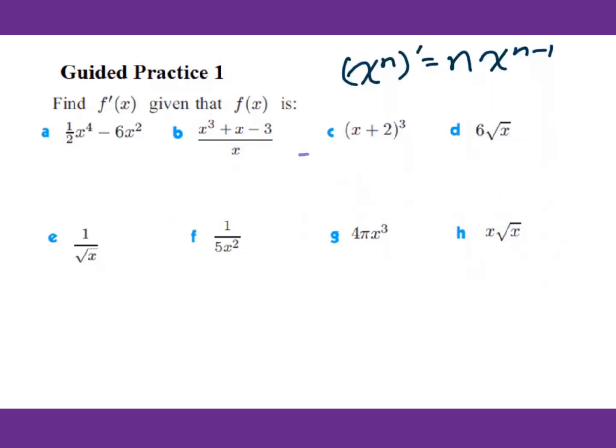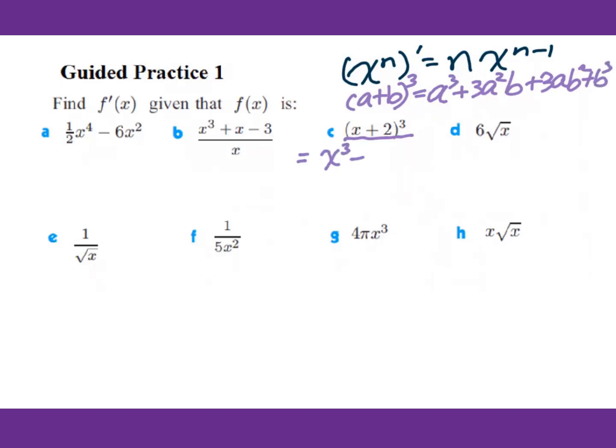Okay, let's go to C. Since so far we just learned the power rule, we expand this. Remember that a plus b to the third power is a third power plus 3a squared b plus 3ab squared plus b to the third power. Therefore, we get x third power plus 3 times x squared times this 2 plus 3 times x times 2 squared plus 2 to the third power.